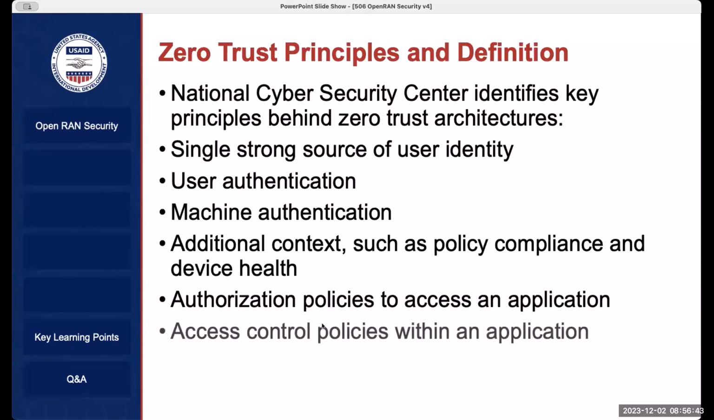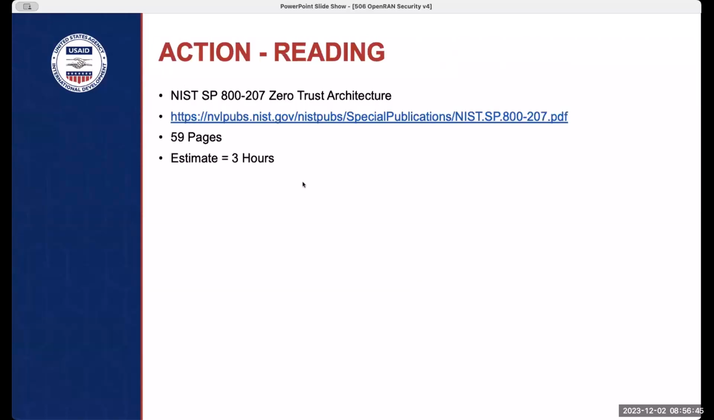Okay. For that, now we have a reading again: the NIST SP 800-207, which is basically the zero trust architecture, for you to have an idea what entails zero trust. Even though it's 59 pages, this is still just an intro for zero trust.